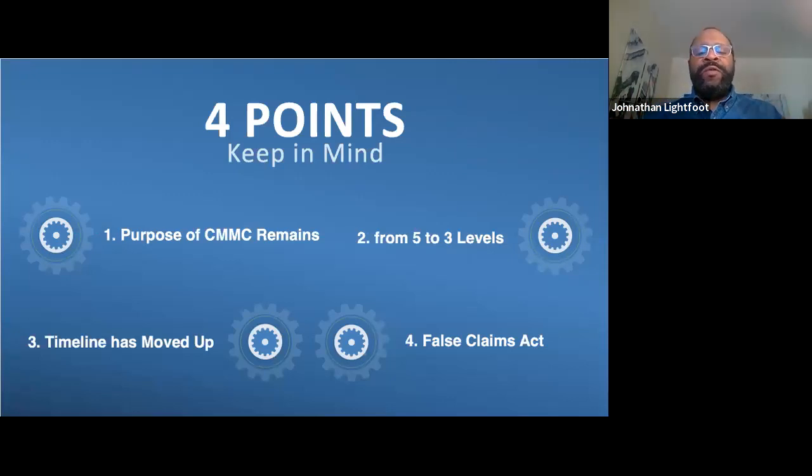All right, so four main points that I hope you all take from this. Number 1, the purpose of CMMC remains, though there have been some major changes to it. The spirit of CMMC is still alive and strong. Number 2, we went from 5 levels to 3 levels. Number 3, I didn't talk about it too much, but the timeline moved up. Before, if you remember, they said that by 2026, CMMC requirements were going to be required on all projects.